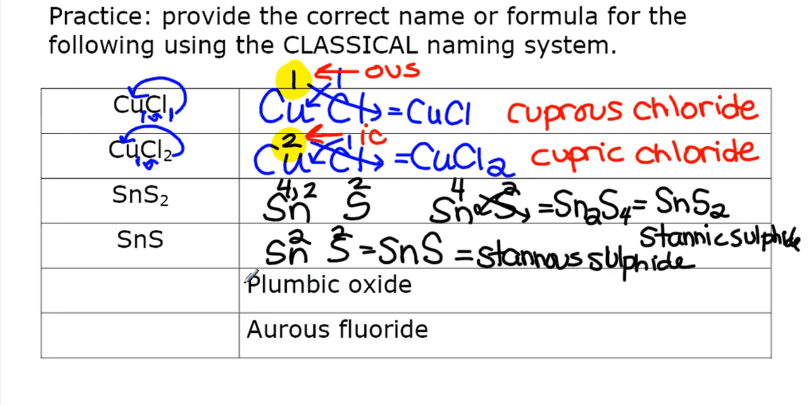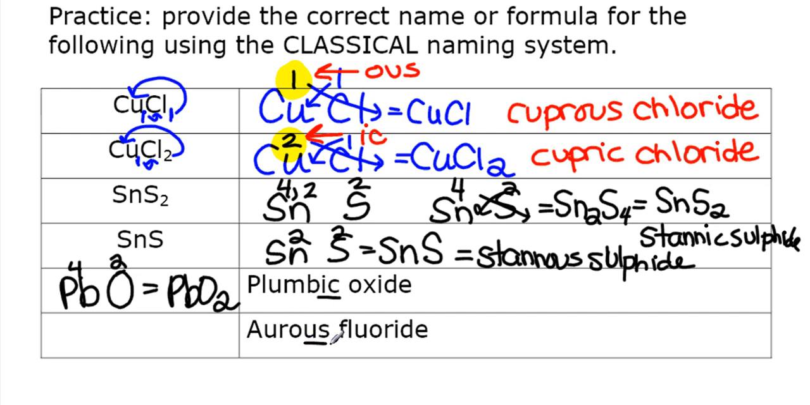My last two, I'm writing out the formula. So with my formula here, plumbic is the larger of the two values. So when I look at lead, that means a charge of 4. Oxygen is always 2. I do my crisscross and simplify. Remember, I'm going to divide both of these numbers by 2. And you get PbO2.